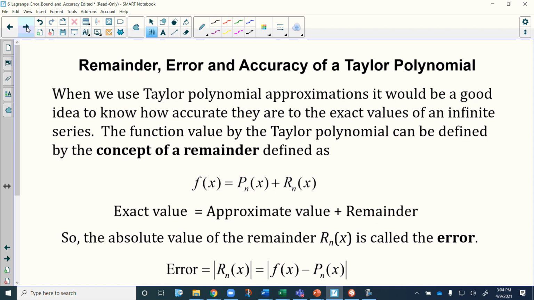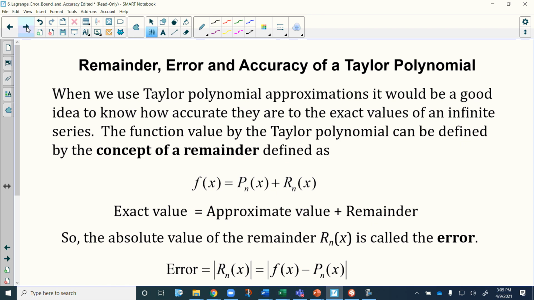And the Taylor inequality, which we'll see here in a minute, is going to be something that we can use to help us figure out how accurate we're actually going to be to the actual function, whatever it happens to be. So here, when we use Taylor polynomial approximations, it's a good idea to know how accurate they are to the exact values. And the concept of the remainder is given to you here.